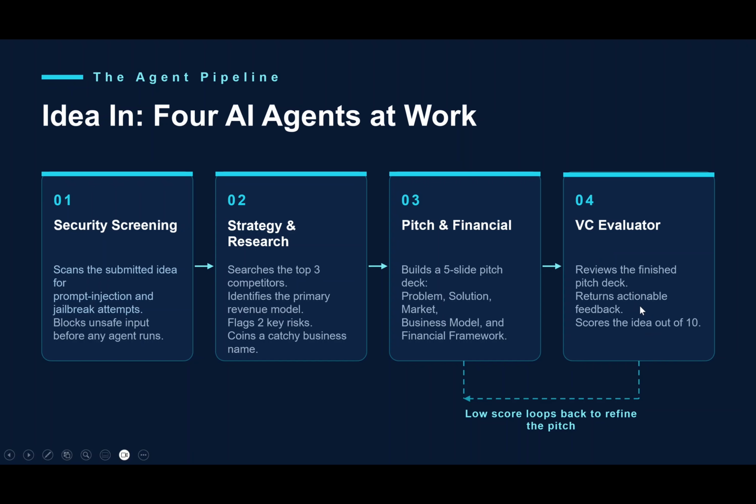If the score is less than 7, then it will return the pitch deck to the pitch and financial agent to use the feedback and request profile that it used previously to have another go at creating the pitch deck. The second attempt is then sent to the VC evaluator and the results are output.